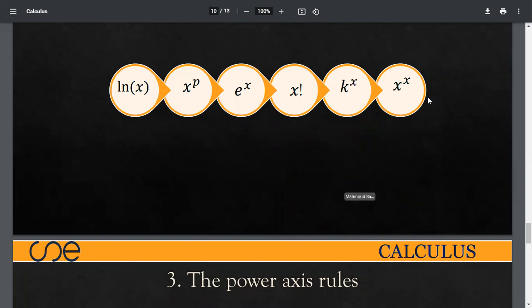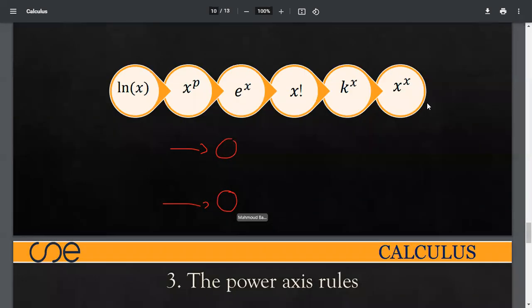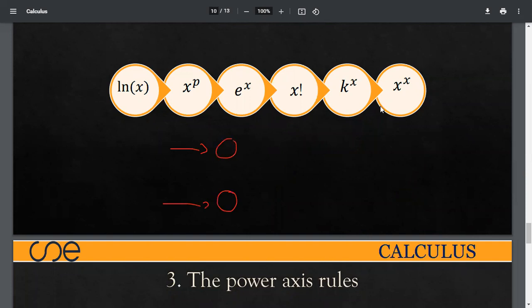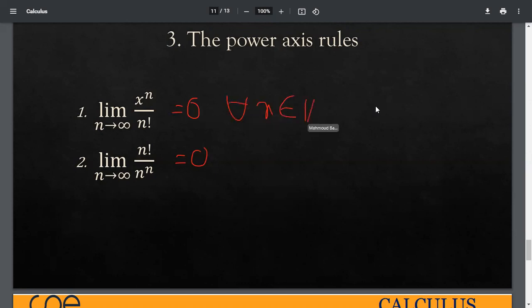And this means that the limit of x power n over n factorial goes to 0 as n tends to infinity, as well as n factorial over n power n, from the fact that n power n is greater than n factorial. So those two tend to 0 for every x in R. Whatever x you want to choose, it's yours.